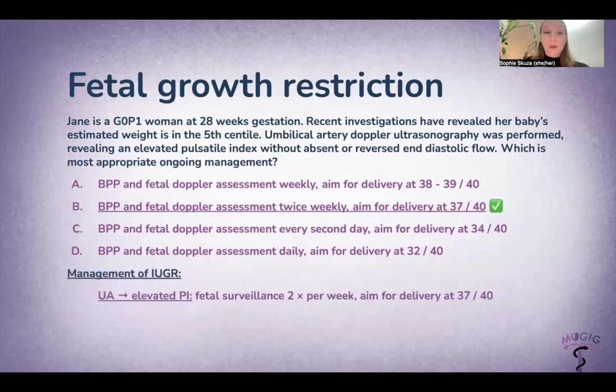So the answer to this question is B, a biophysical profile and fetal Doppler assessment twice weekly, aiming for delivery around 37 weeks gestation. In terms of why this is the correct answer, when we have an umbilical artery Doppler that demonstrates an elevated pulsatile index, fetal surveillance should be performed twice per week, aiming for delivery around 37 weeks gestation, and this comes directly from prompt.